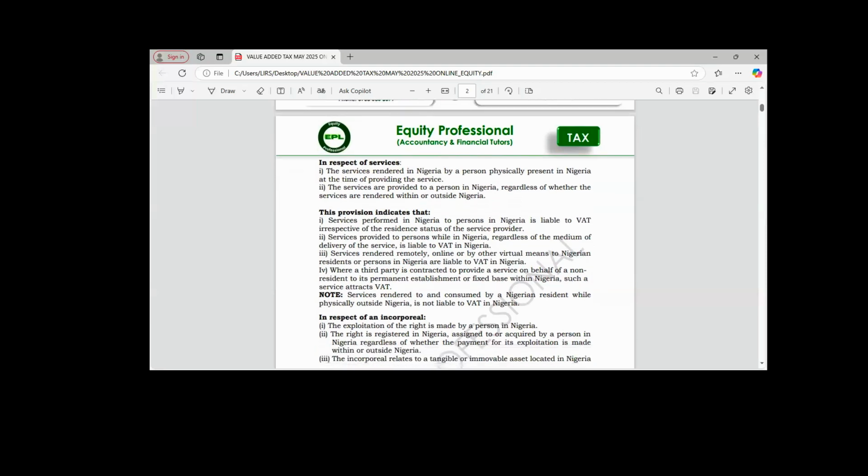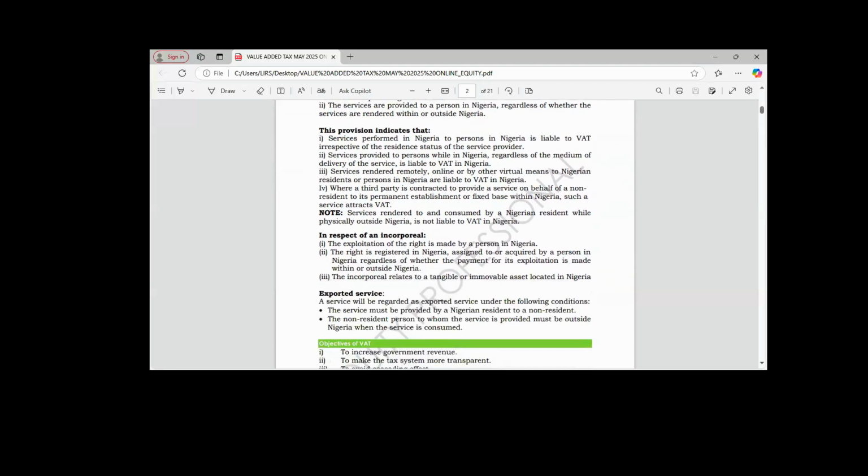Then in respect of incorporeal rights, copyright or patent, the exploitation of the right is made by a person in Nigeria. So that is, the owner of the right is in Nigeria. The right is registered, the right belongs here in Nigeria. The incorporeal rights relate to tangible or immovable assets located in Nigeria. All those assets are located in Nigeria.